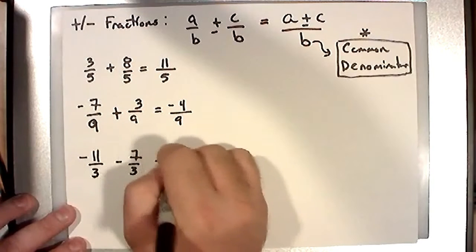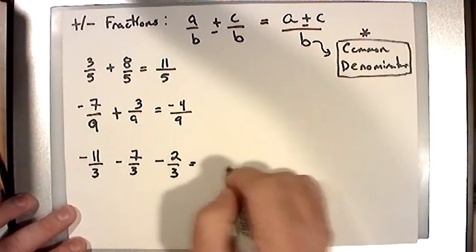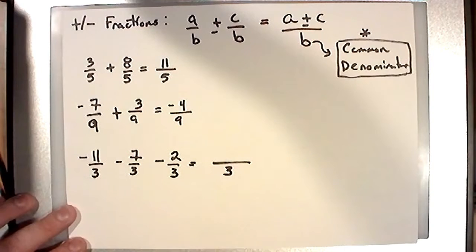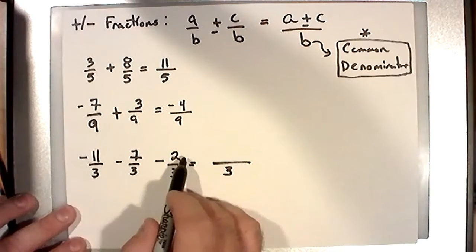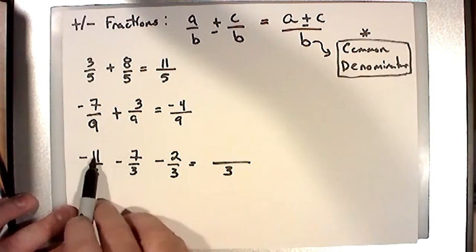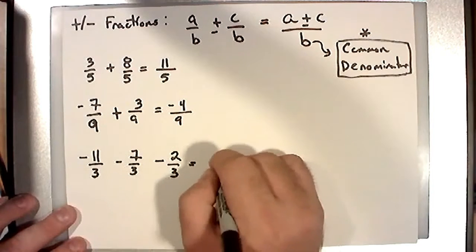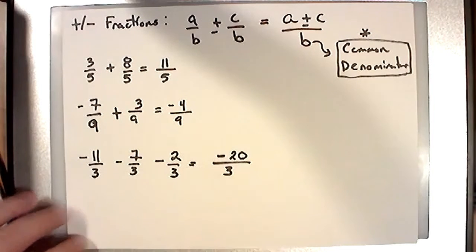There's that -7 over 3 I was trying to get in the last problem. So here's another one where there's 3 over 3, over 3, over 3, all common denominators, so no problem. This makes it nice and sweet. Our denominator's 3, and then we just put the tops together. And in this case, they're all negative, so we can go ahead and add them all together. -11 and -7 is -18. -2, that's -20 over 3, right?